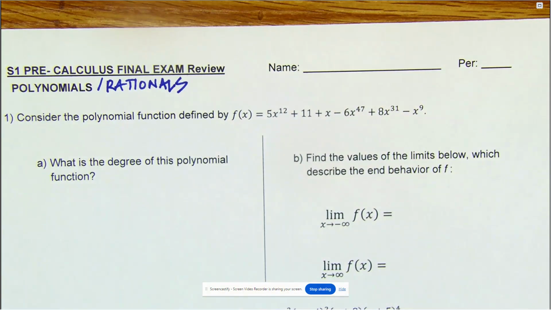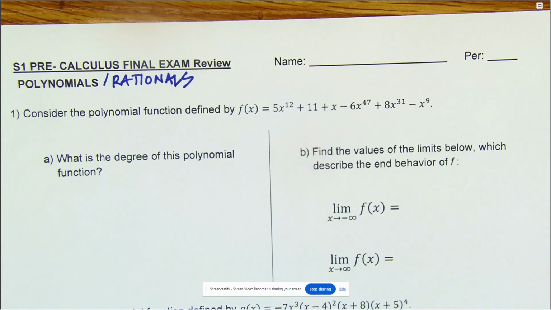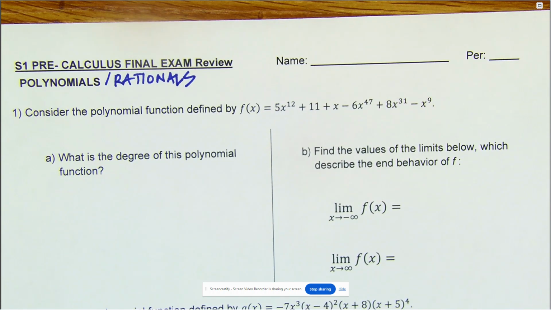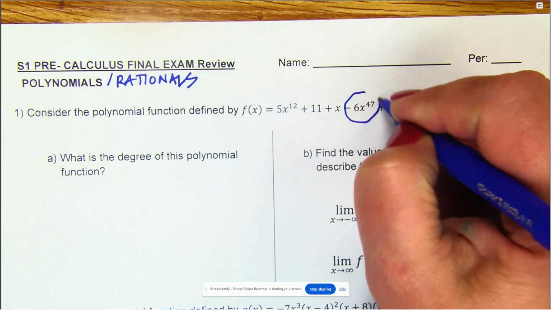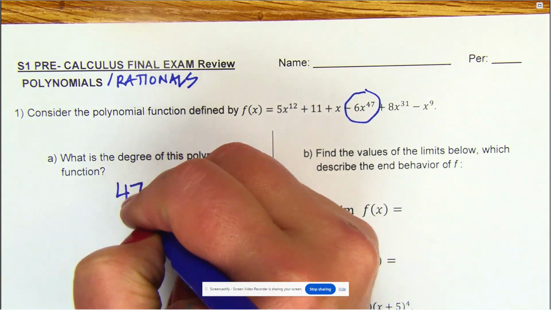All right, so it says consider the polynomial function. Now this one is expanded, it's been multiplied out. So to find the degree of a polynomial that has been multiplied out, look for the highest power. So right here, it's a degree 47.